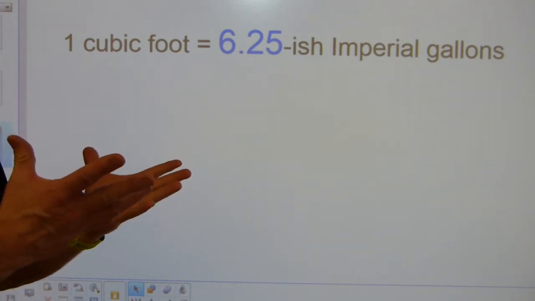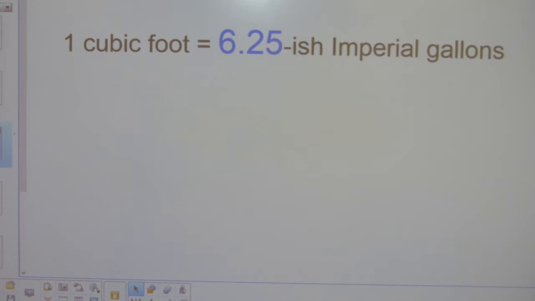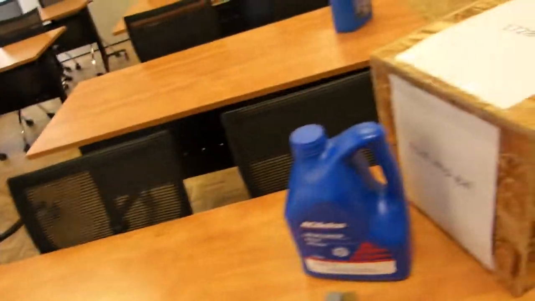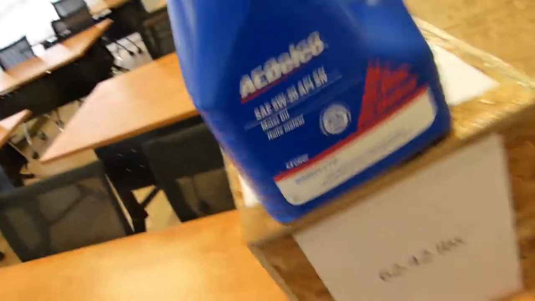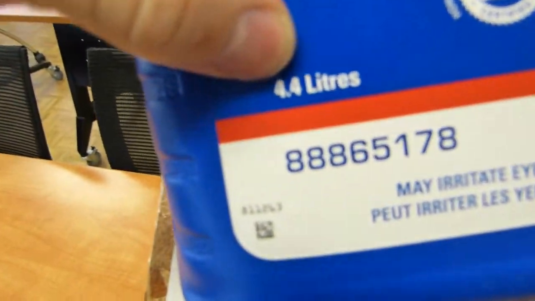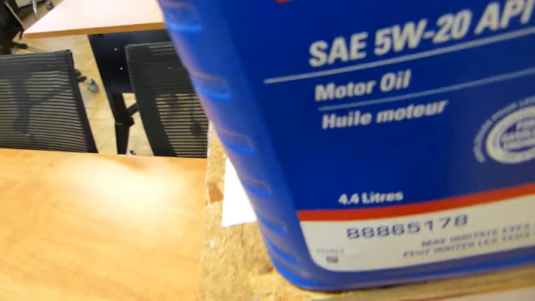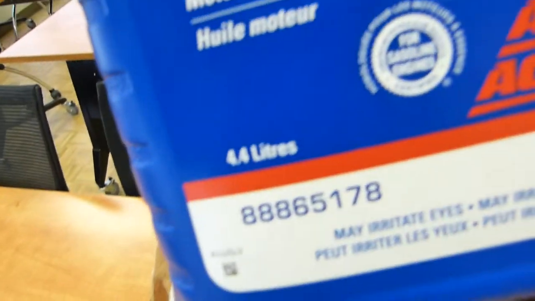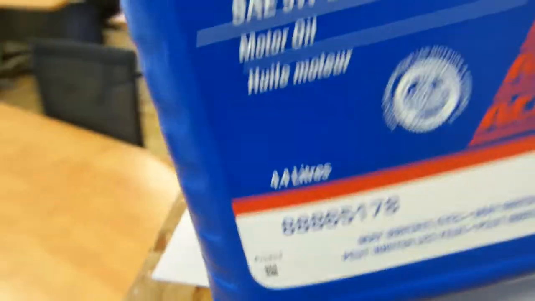What's an imperial gallon? Excellent question, I'm glad you asked that. Let me take you off the tripod and we'll show you an actual visual of an imperial gallon. What I have here is an imperial gallon. We know this is an imperial gallon. 4.4 liters is its liquid capacity there on the container.